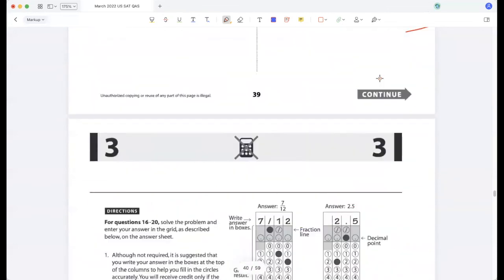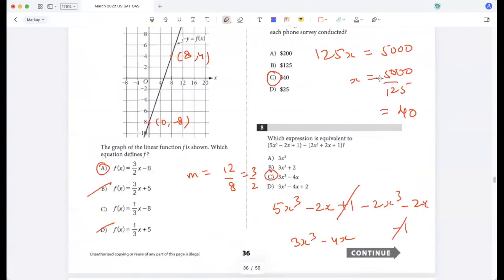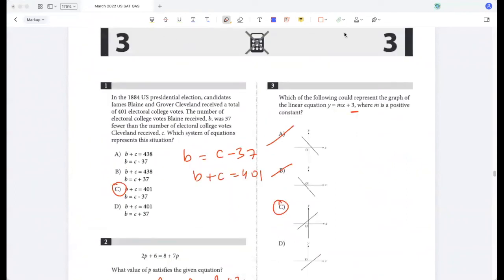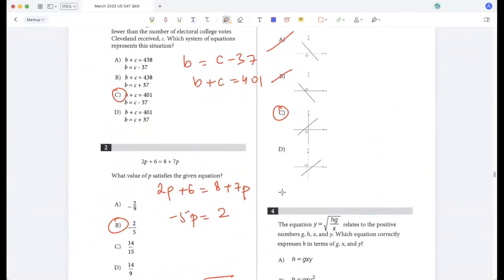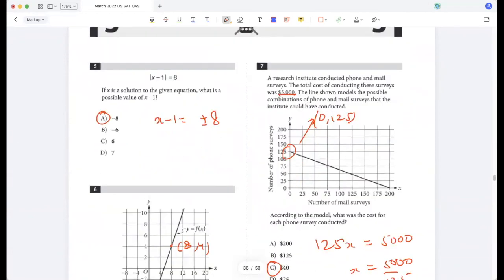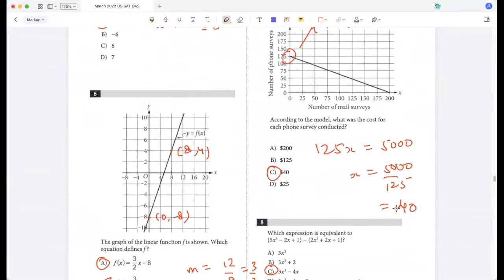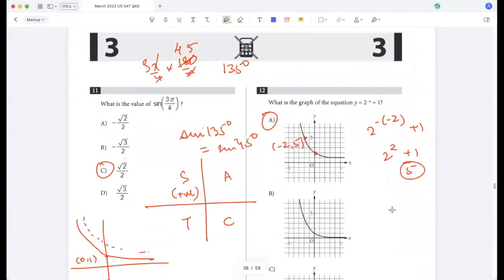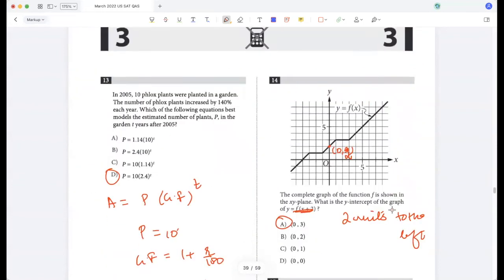Okay, let's grade this. Question 1: C, B, C, D, A. Number 6: A, C, C, B, A. 11: C, A, D, A, D.